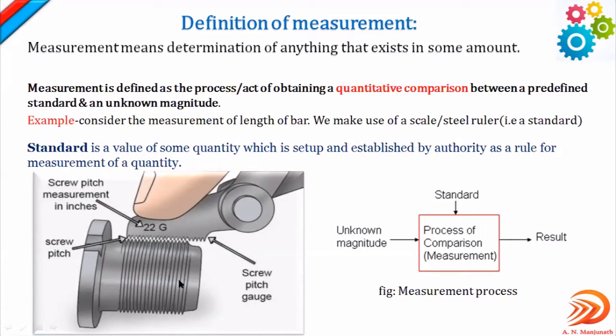If you want to measure the pitch of this screw, you compare this unknown quantity or unknown magnitude with that of the standard. The standard is the screw pitch gauge. Whichever profile of the thread in the blade matches the profile of the screw, which is the component, that will be the number. So that is what this measurement process is about. The unknown magnitude is this, the standard is this. You are doing the comparison, the act of comparing between these two, and you are going to get a result. That is what measurement is about.